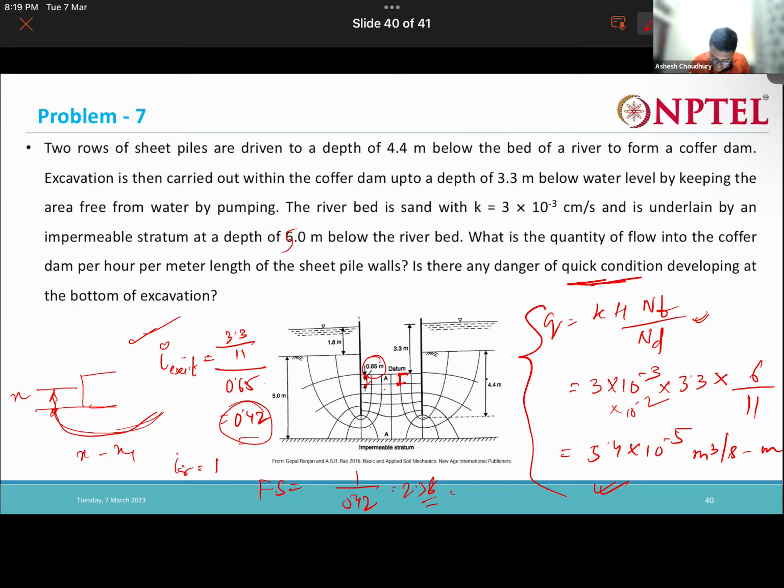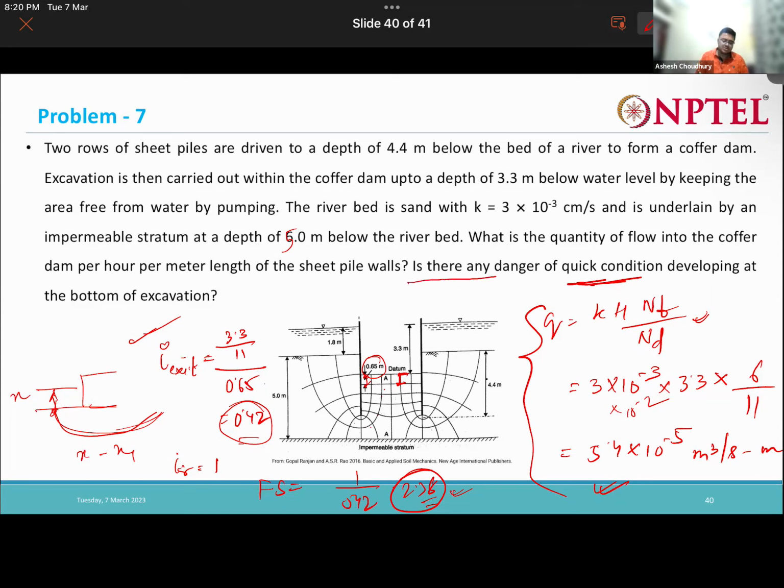Then what we do is, if i critical was given, then... here there is no mention of the G value and the e value, the void ratio value. That's why we are assuming the i critical value as 1, and so we see that the factor of safety is actually more than 1, so it's safe. Though it's more than 1, it's not more than 4 or 5, so it will be safe, but still it is suggested that our factor of safety should be between 4 to 5.